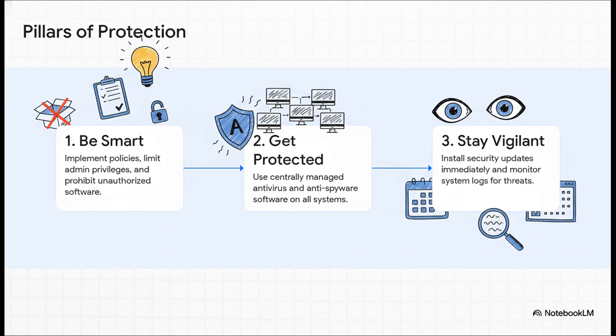Well, we can break it down into 3 basic pillars. First, be smart. This is all about good habits and policies. Simple things like not letting everyone be an administrator on their computer and having rules against installing unauthorized software. Second, get protected. This is the technology part. You need good, centrally managed antivirus and anti-spyware on everything. And third, stay vigilant. This is the human element. It means actually installing those security updates when they pop up and paying attention to security warnings.